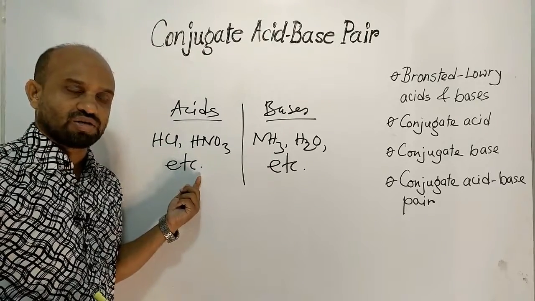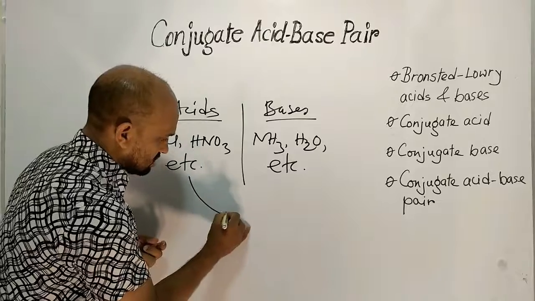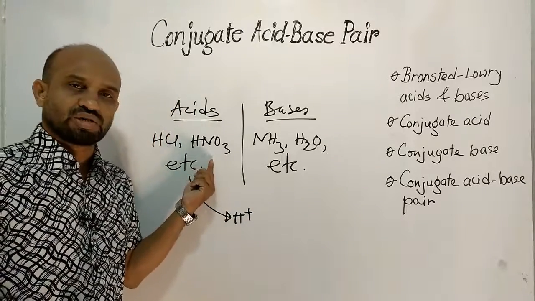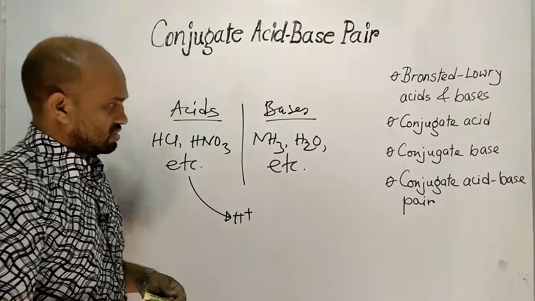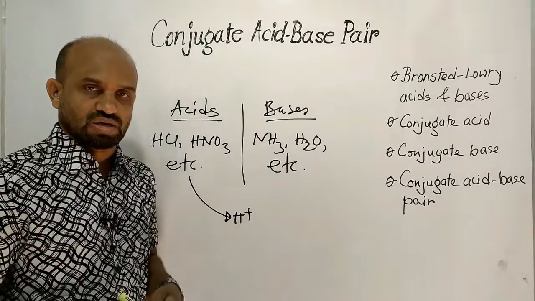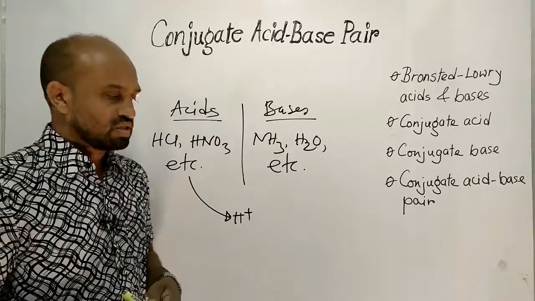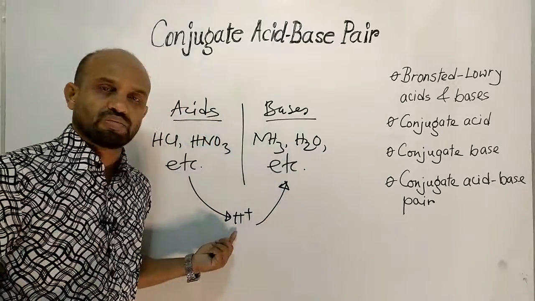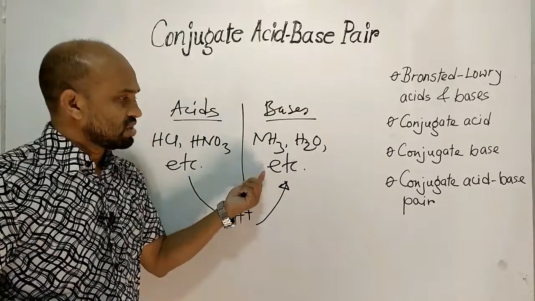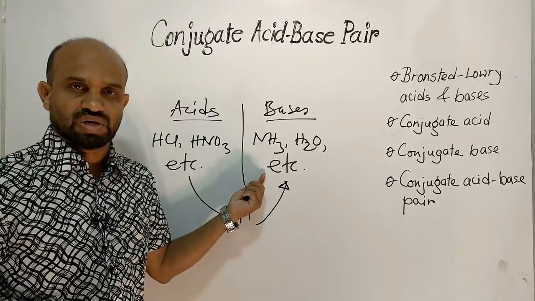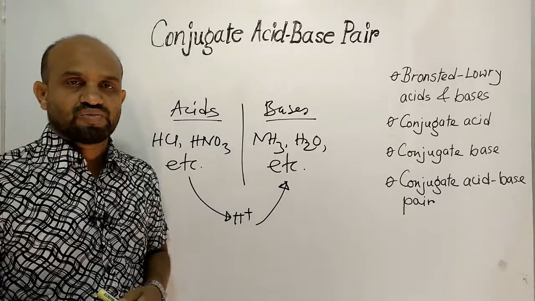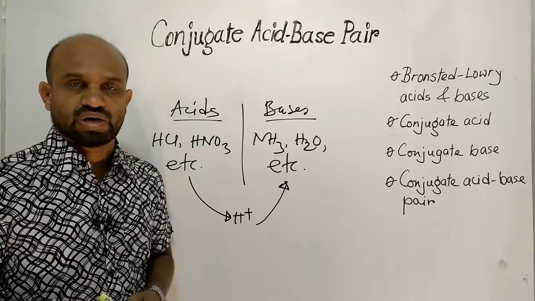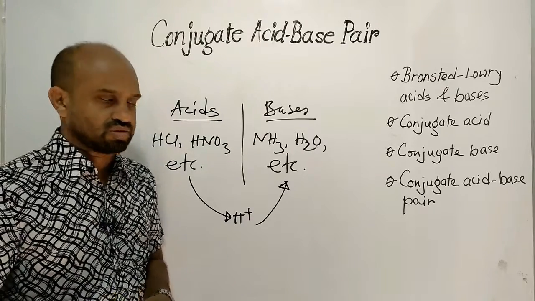The hydrogen containing compounds that can donate protons are called Bronsted-Lowry acids, and Bronsted-Lowry bases are the compounds that can accept protons produced from Bronsted-Lowry acids. Now let's focus on the ions produced from acids after donating protons.